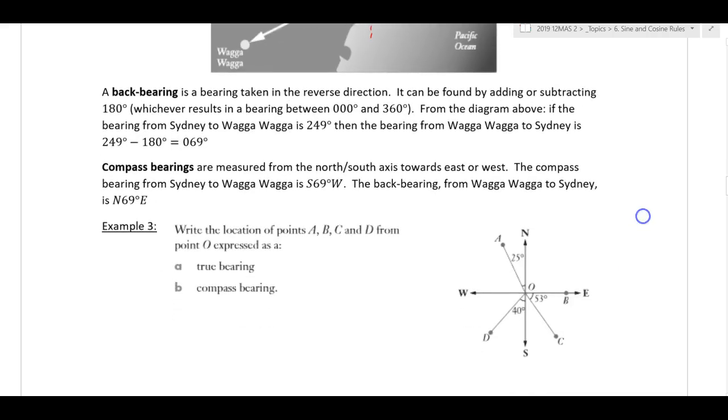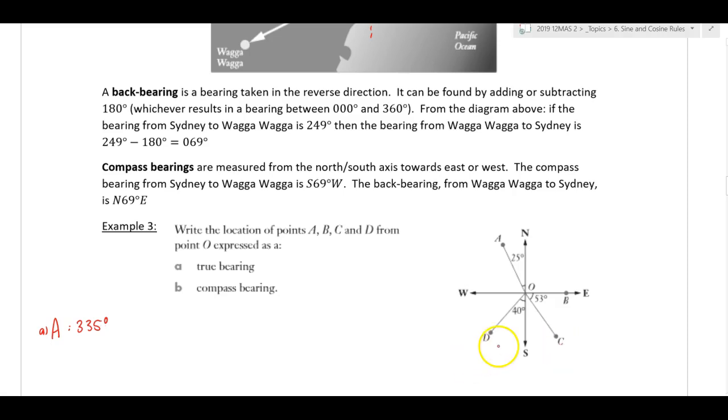Anyway, here is an example, and we'll have a look at this. We're going to, first of all, do these as true bearings. So, the first one here, the bearing from O to A, start at north, go all the way around. It's not 25 degrees, it's 360 minus 25, which is 335 degrees. So A is 335 degrees. That's my true bearing.